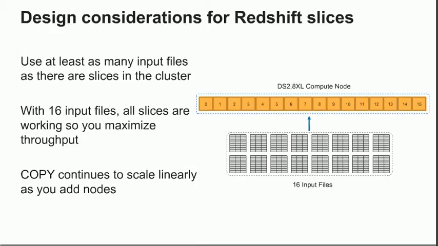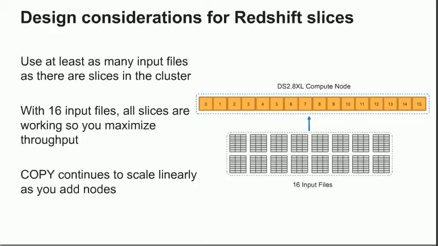The guidance here is that you'll want one file per slice, or some multiple number of files that's divisible by the number of slices in the cluster. So in this case, you could have 32 files. That would be totally fine. That just means each slice gets 2 files to work on. Or you keep going up, 64 files or whatever it happens to be, and that'll work well.